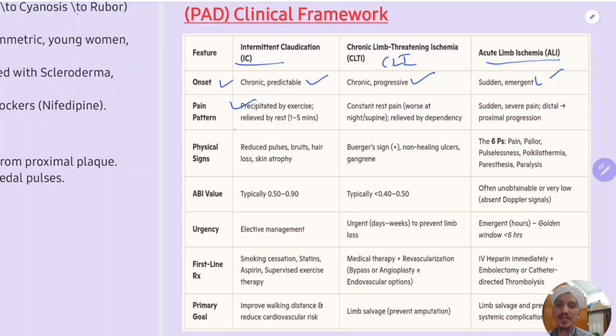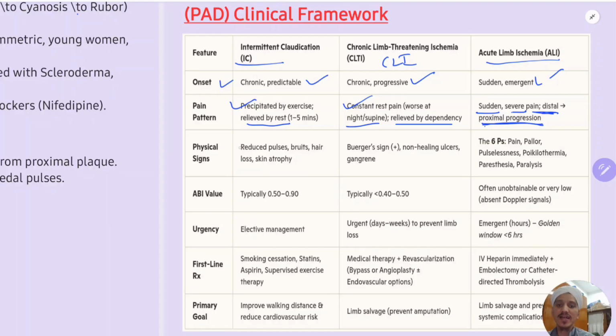Pain pattern: this is precipitated by exercise and relieved by rest within 1 to 5 minutes. This is constant rest pain, worse at night or in the supine position, relieved by dependency. This is sudden, severe pain, distal, with proximal progression. First it will be on the distal side, then it will progress proximally.